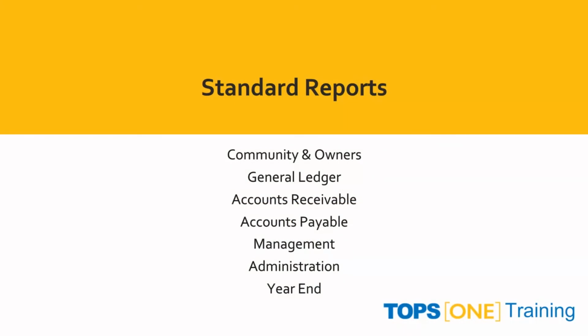As we navigate into standard reports, it is broken into categories as we see here: community and owners, general ledger, accounts receivable, accounts payable, management, administration, and finally year-end.